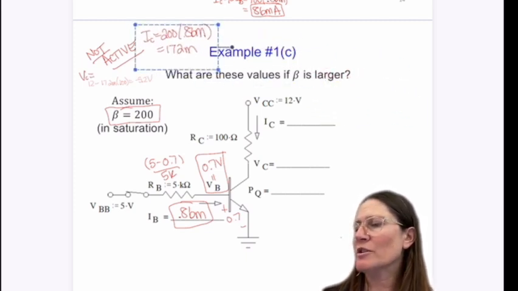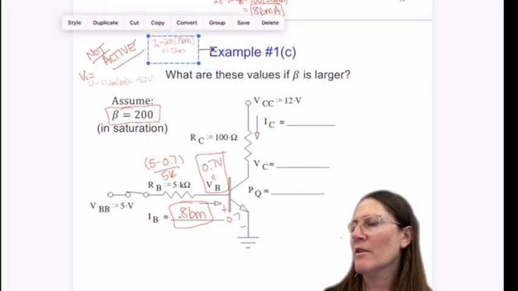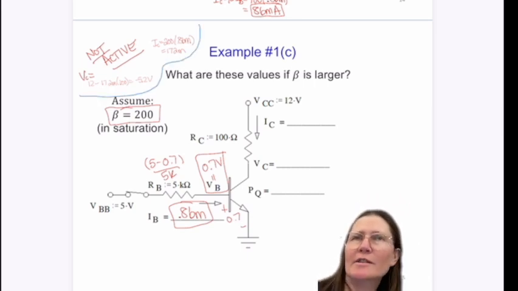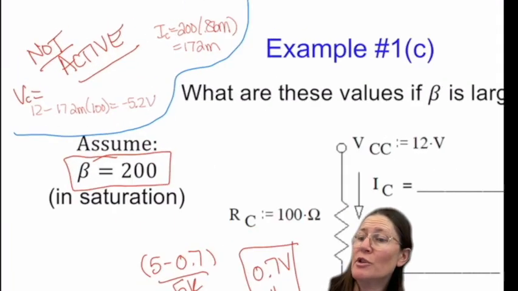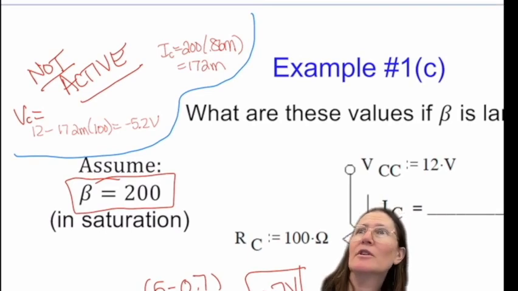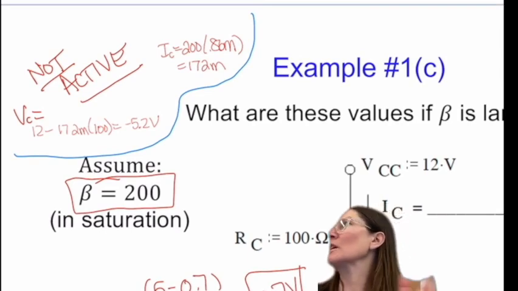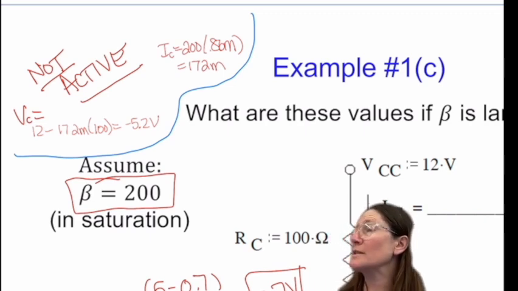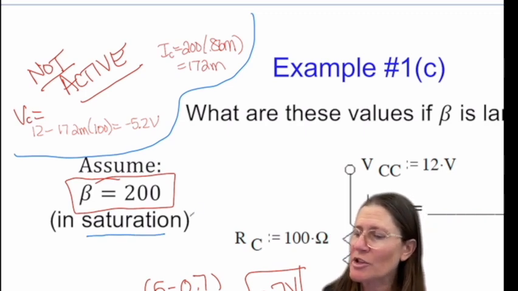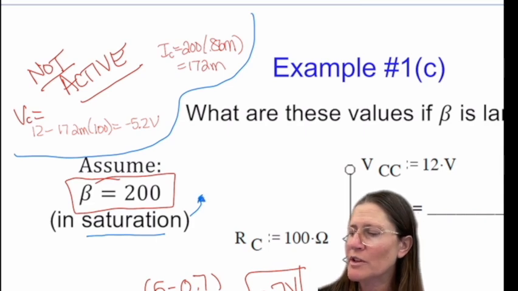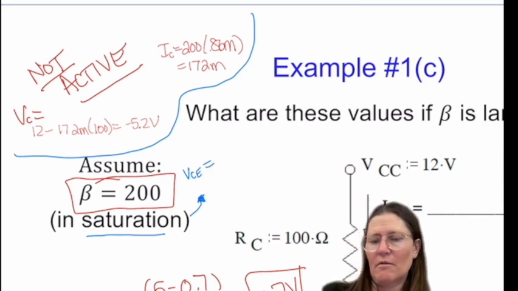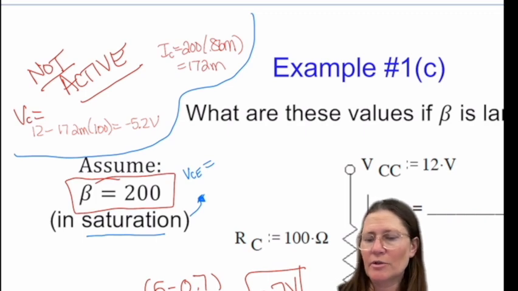So for saturation, so it's not active in this case, and this is kind of showing that it's not, because you end up with VC, which is going to be less than 0.7 volts. So this is an example of like, oh, I made an assumption and it was incorrect. So now I'm going to reassume that it's in active this time. Or I mean in saturation this time. So for saturation, we know that we can use that VCE and I used 0.2 volts.